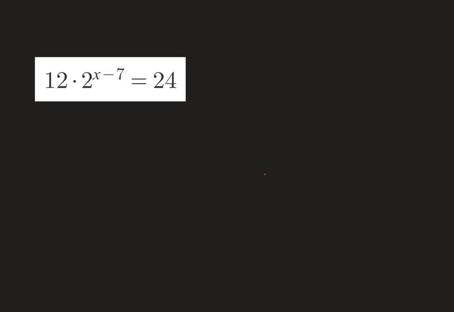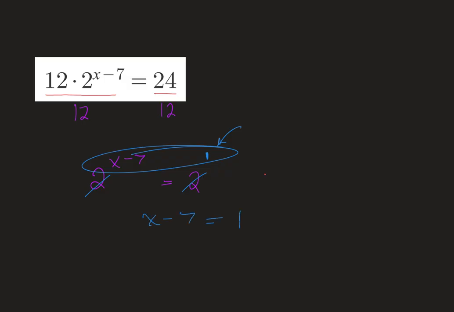So here we go. Okay, so I moved over here thinking I was going to need some more room, but now I realize here's what's going on. We have 12 times that equals 24. Well, I can just divide this side by 12 and divide this side by 12, and I get 2 to the x minus 7 equals 2. So the bases are the same. I look at the exponents. There's an invisible 1 right there. So it's just x minus 7 equals 1.